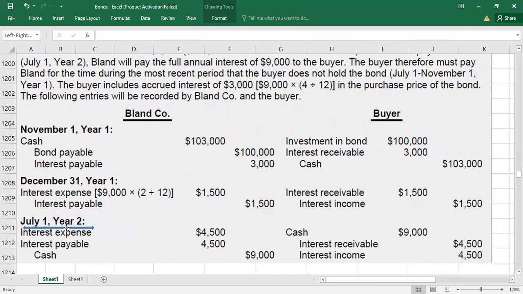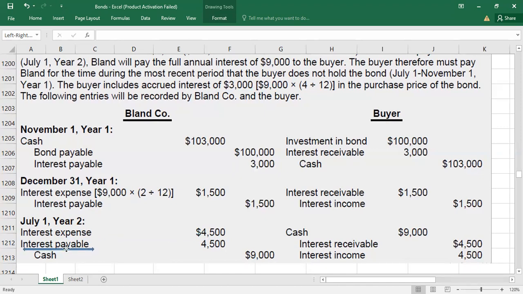Now on July 1 year 2, because from January 1 the next year will start. So what entry will you do? If you count from January 1 of the second year, January, February, March, April, May, June, you have 6 months. So you have to record the interest expense for 6 months there. How do you calculate? Annual interest, which was 9,000, times 6 by 12, you will get half of the interest. So you will record this expense in the next accounting period.